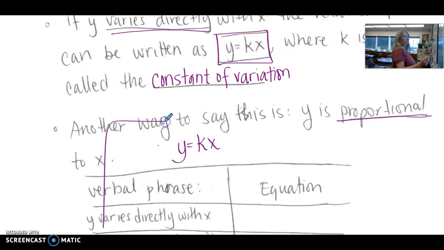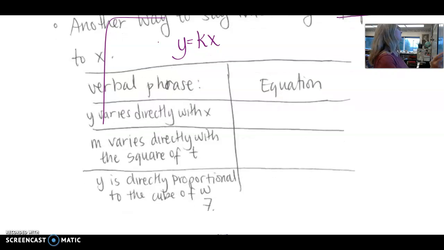If y varies directly with x, then y equals k times x. So when you see that, immediately write that equation down.